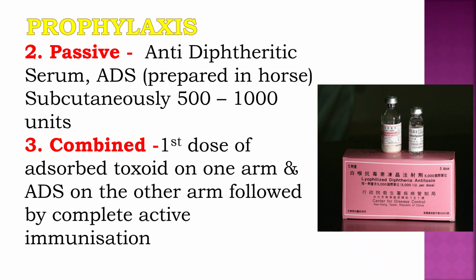The second method is passive prophylaxis, using anti-diphtheric serum. Subcutaneously, 500 to 1000 units are given. It is prepared from horse. Then there is combined prophylaxis: the first dose of adsorbed toxoid on one arm and the second dose of ADS, that is anti-diphtheric serum, on the other arm, followed by complete active immunization. So this is combined prophylaxis.